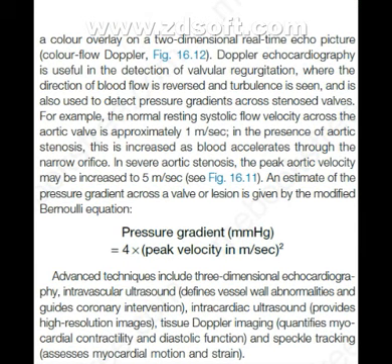Doppler echocardiography is useful in the detection of valvular regurgitation, where the direction of blood flow is reversed and turbulence is seen, and is also used to detect pressure gradients across stenosed valves. For example, the normal resting systolic flow velocity across the aortic valve is approximately 1 meter per second. In the presence of aortic stenosis, this is increased as blood accelerates through the narrow orifice. In severe aortic stenosis, the peak aortic velocity may be increased to 5 meters per second.